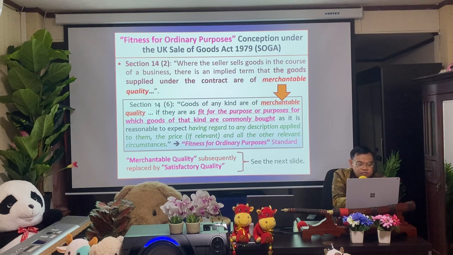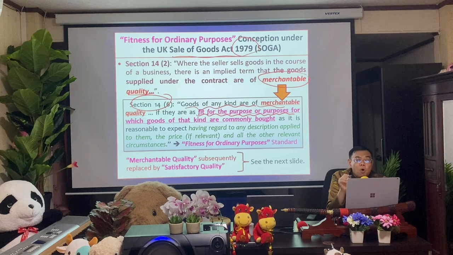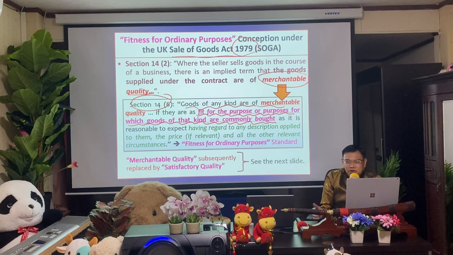the Sale of Goods Act 1979. In this Act we also see the expression merchantable quality, in section 14, paragraph 6, which says that goods of any kind are of merchantable quality if they are fit for the purposes for which goods of that kind are commonly bought. To put it simply, this Act requires the goods to be fit for the purpose or purposes for which they are commonly bought. So this is just fitness for ordinary purpose.